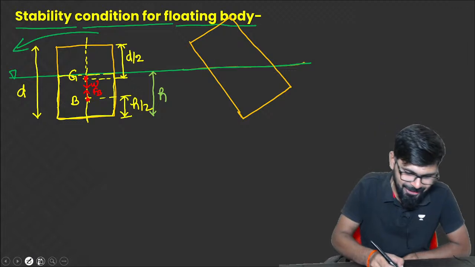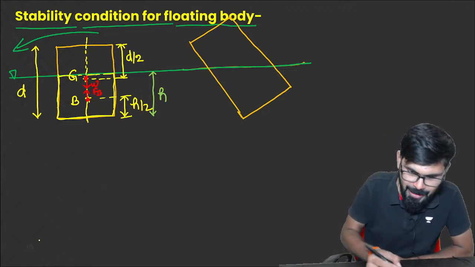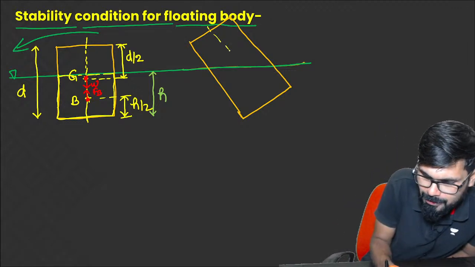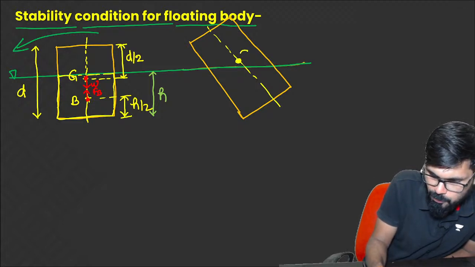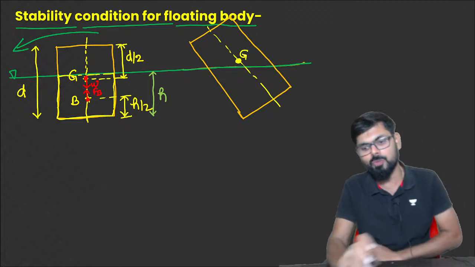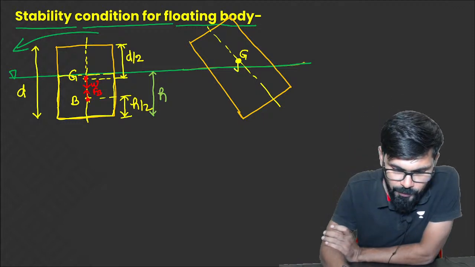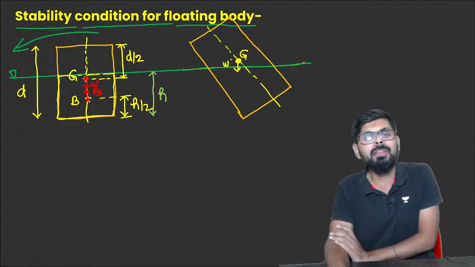Now where is the center of gravity? Same place. Center of gravity कहाँ पे होगा? Centroidal axis पे होगा. ये जो axis है, इसका center पे होगा. ये हो गया G point. Correct ना? So weight will act here. No problem. Now where will be the B point?